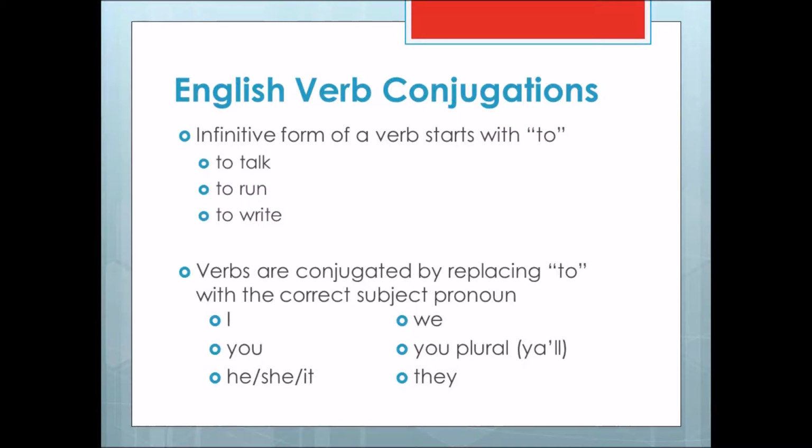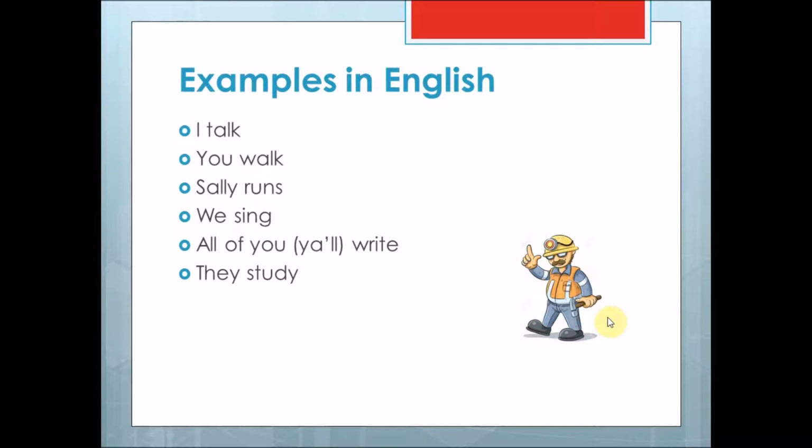Now you'll notice how I have these 6 bullet points laid out. That is important. We'll get examples of verbs in English. Again, you drop the to in the beginning and then you add the correct subject pronoun. So I talk, you talk. Or you walk, Sally runs, we sing, all of you or y'all write, and they study.